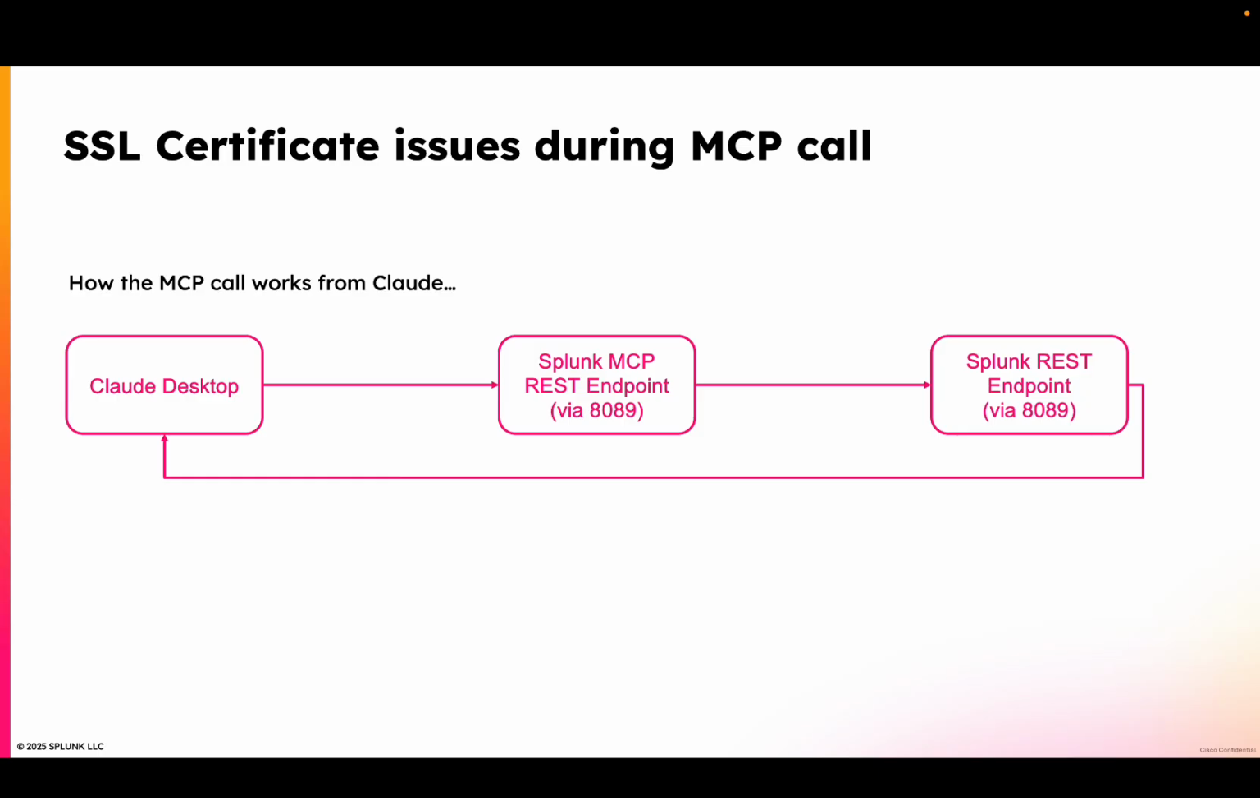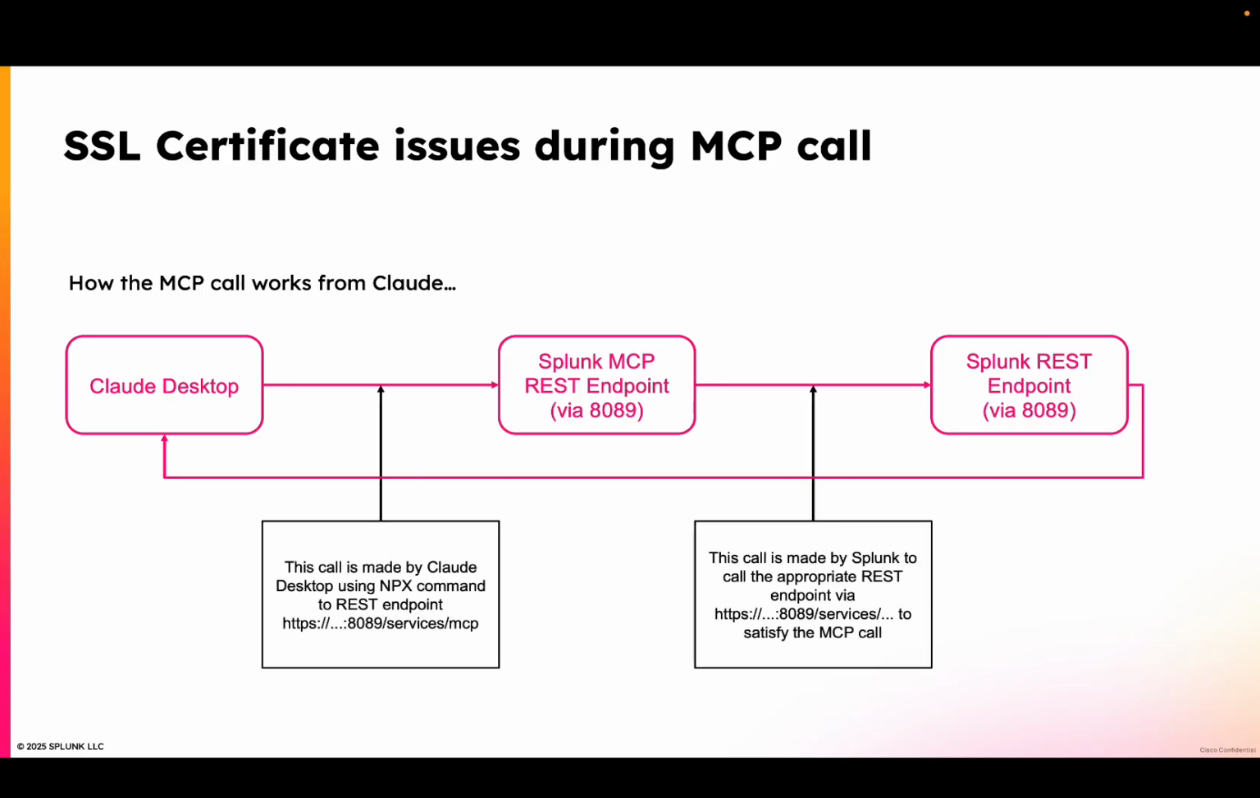What's going on? Well, this is the call chain when Claude calls Splunk MCP. The first thing is Claude Desktop is going to call the MCP REST endpoint over port 8089. But then, in order to actually service the final call, Splunk is going to call another Splunk endpoint over port 8089. So just to recap, the first call is done by Claude to Splunk using NPX, hitting that services MCP endpoint. But the second call is done Splunk to Splunk over port 8089.